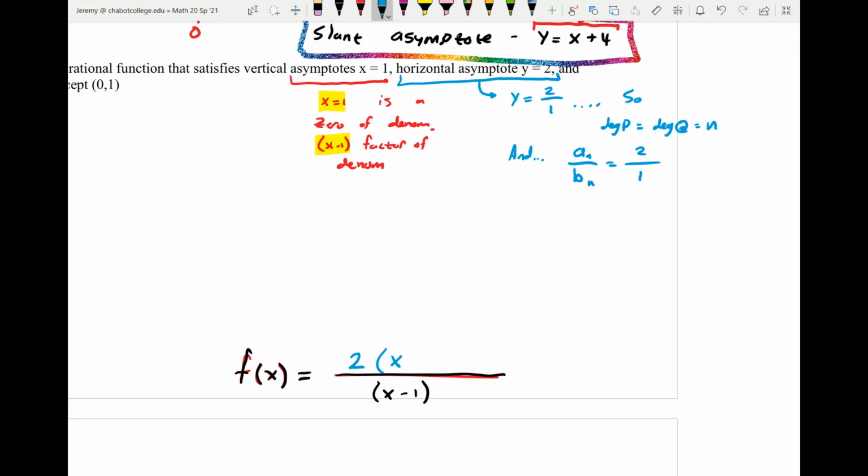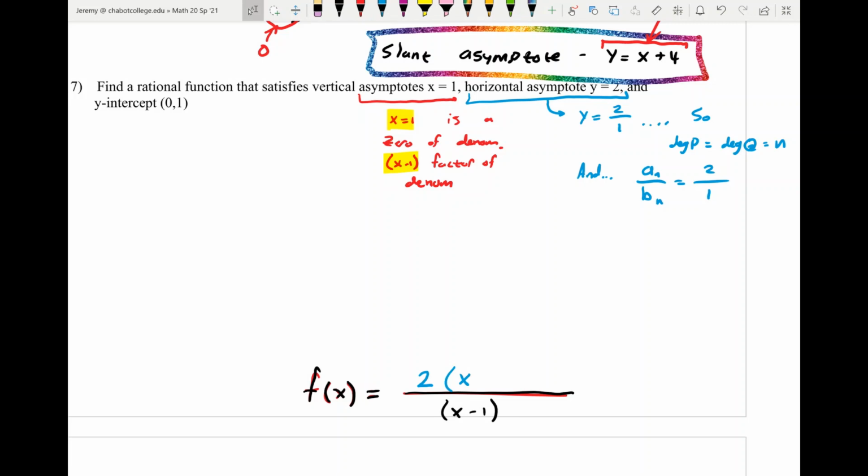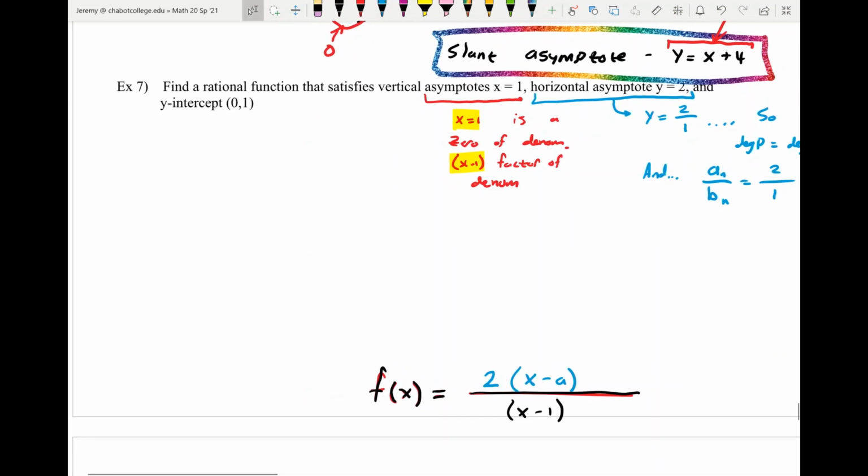And okay, I don't know what this factor is though. Notice that they don't tell us what the zeros of this function are. So for now, I'm just going to say x minus a in the numerator, because I still have one more requirement to satisfy. So the last requirement is that it has a y-intercept of (0, 1). So what this means is that if I plug in 0, so basically f of 0, I should get an output of 1.